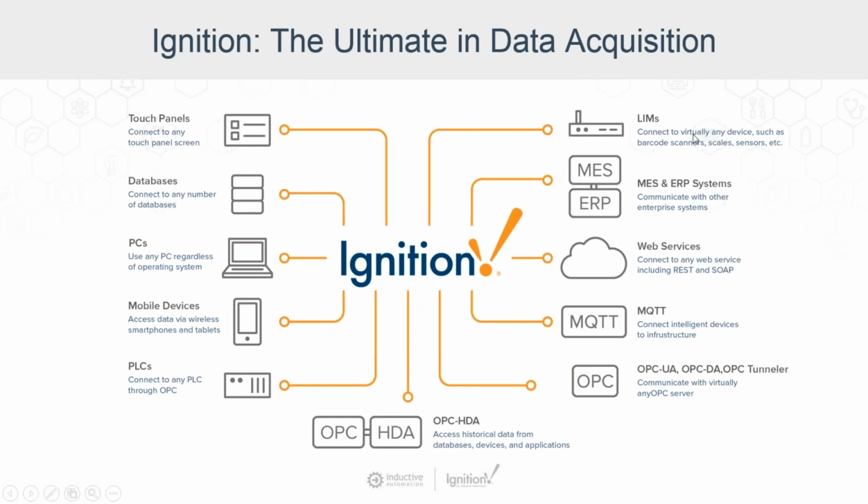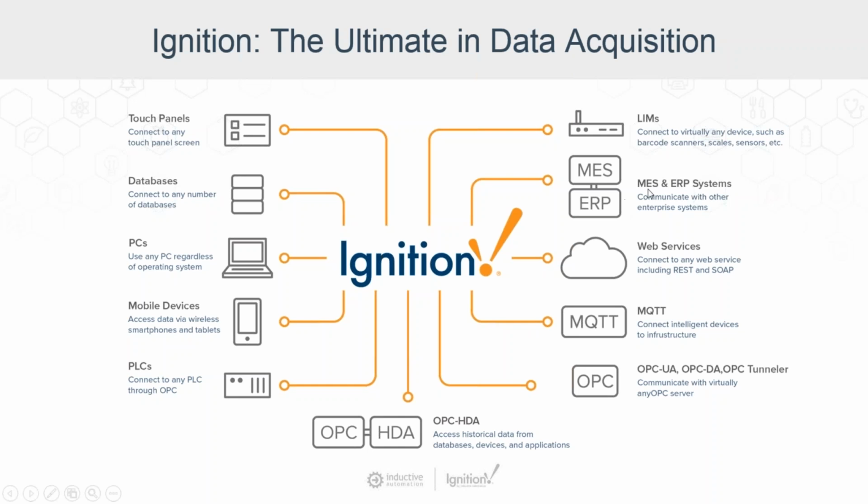We can also connect up to LIMS devices. This could be barcode scanners, scales, various sensors that either put ASCII over the network. We have a TCP driver to get that information to Ignition, or they could be serial devices that we connect to. They could be spitting out files that we're reading. There could be different ways we can get access to that information as well.